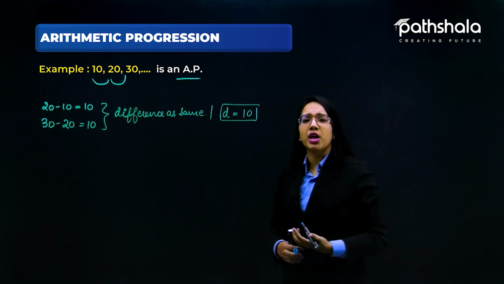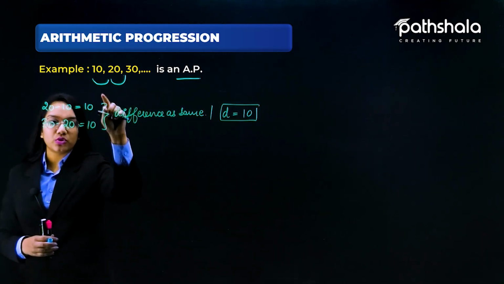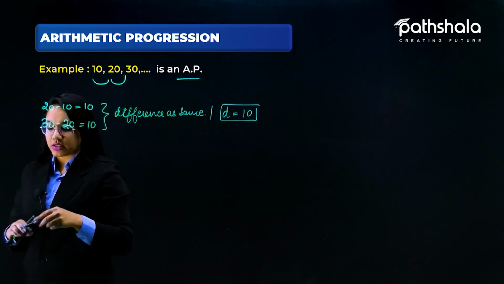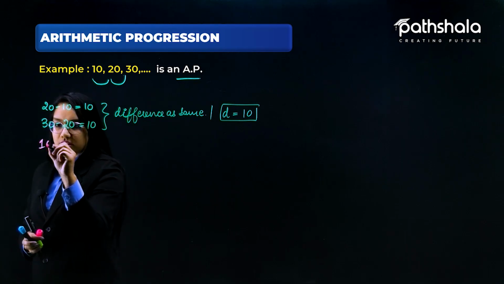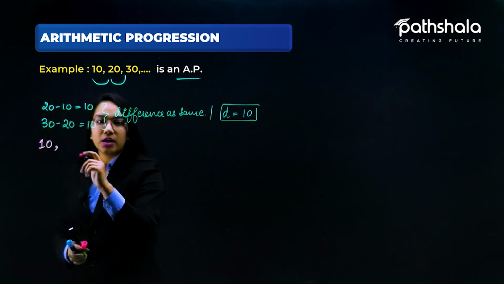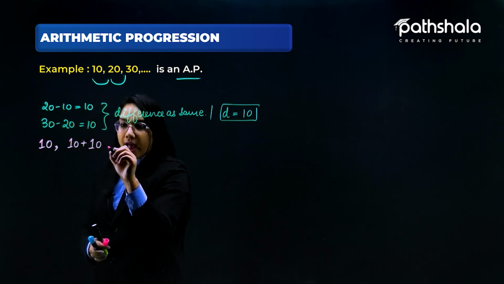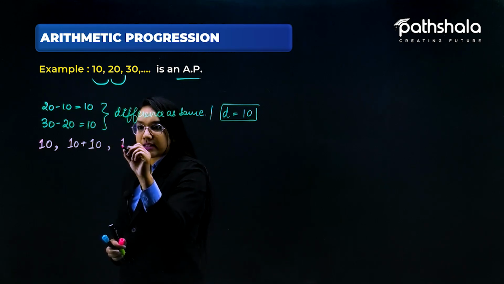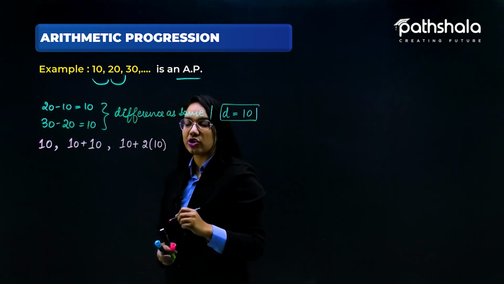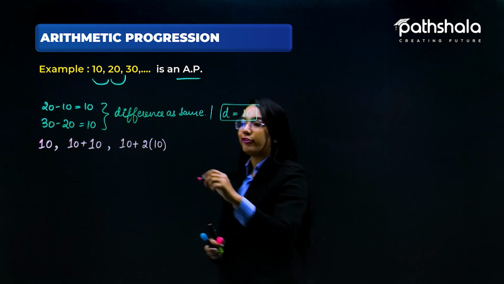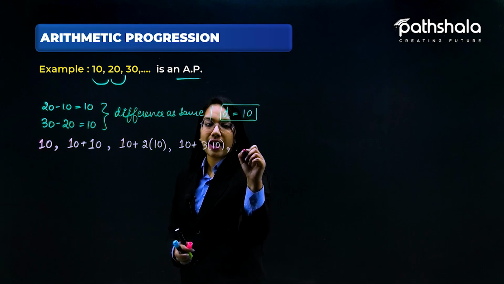Now let's see how we can represent these terms in a special manner. Let us write 10 first as it is, 10. Further we have 20, which we can write as 10 plus 10. Then we have 30, which we can write as 10 plus 2 into 10. In a similar manner, I can write the next as 10 plus 3 into 10, and so on.